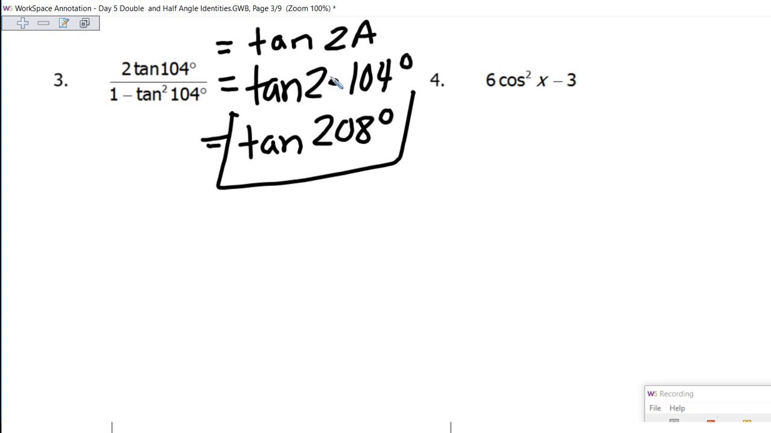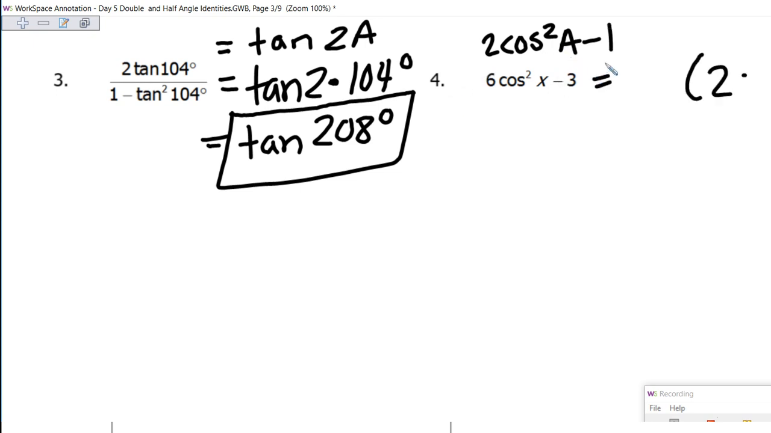Yeah, it looks like the formula of 2 cosine squared A minus 1. But, let's see, it's kind of similar to this, 2 cosine squared of A minus 1, but they don't have a 2 out front. What do they have? A 6. So what should I put out front here?